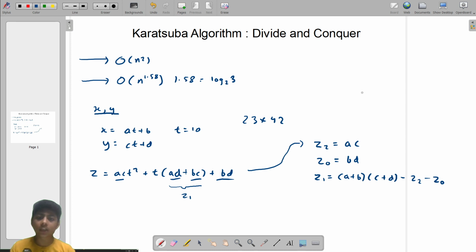Now you may consider that, okay, we can multiply it in three multiplications, then what's the benefit of doing this? The key advantage is that you need to perform these three multiplications, and while multiplying a with c, you could further break a into two parts, like we did with x. Similarly, I could break a and c into two equal parts and perform this recursively. So we are dividing and conquering these steps, calculating z2, z1 and z0.